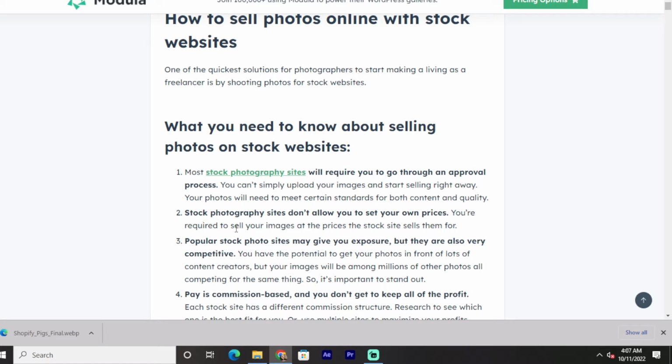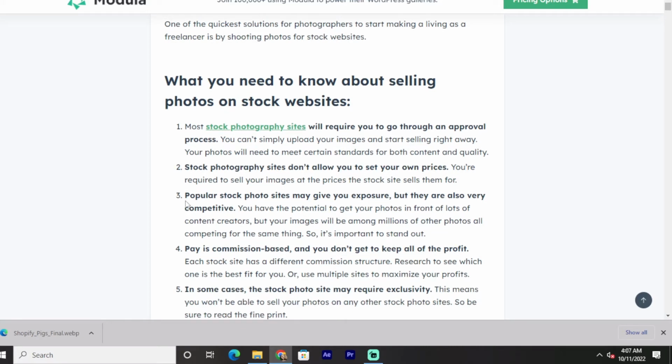Second, stock photography sites do not allow you to set your own prices. You are required to sell your images at the prices the stock site sets. Number three, popular stock photo sites may give you exposure, but they are also very competitive. You have the potential to get your photos in front of lots of content creators, but your images will be among millions of other photos, all competing for the same customers. So it's important to stand out.